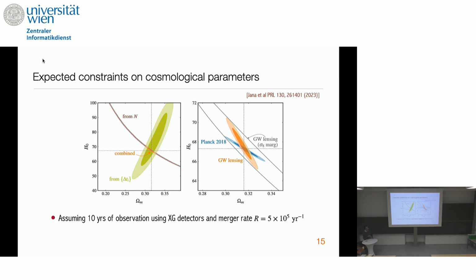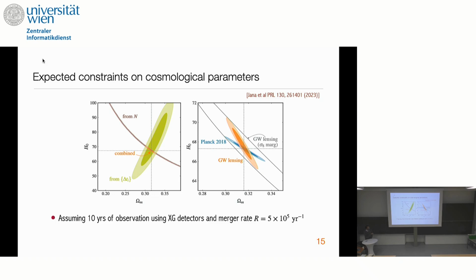And this shows, for example, a forecast of the kind of constraint that one will be able to obtain, assuming fairly simplistic assumptions, using about 10 years observing time. This is a posterior purely obtained from the lensing time delay, and this is the posterior obtained from the number of lensed events, and they are uncorrelated. And so the intersection has to be the right combined posterior.